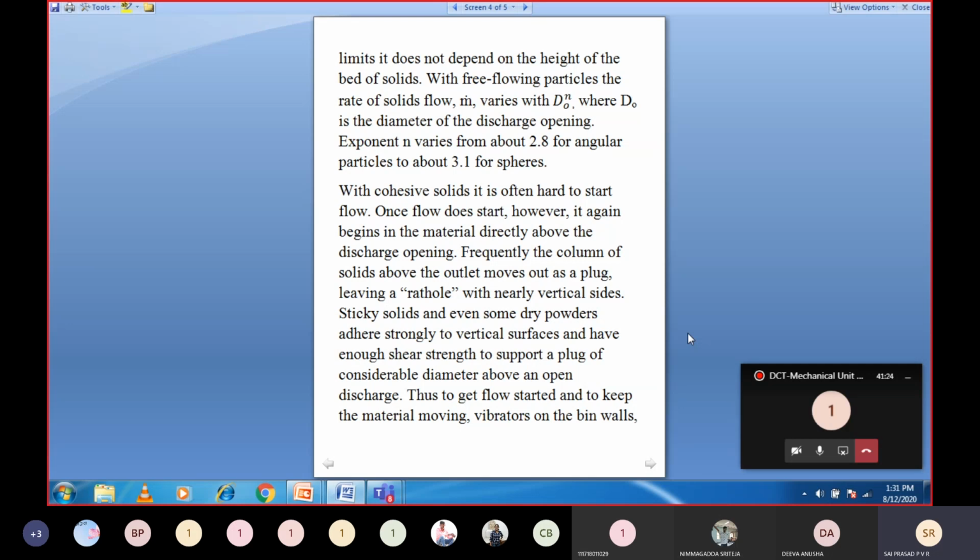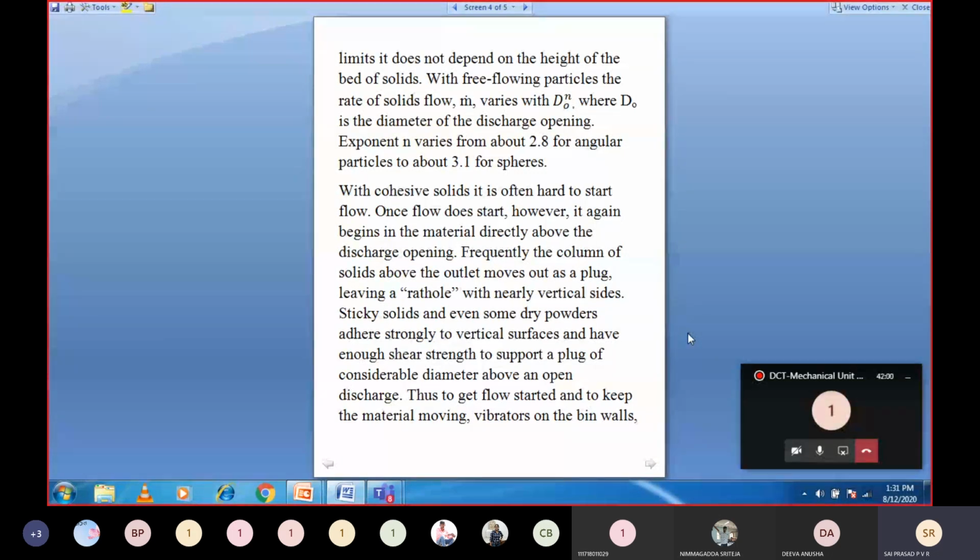So with cohesive solids, it is often hard to start the flow. As I said just now, with toothpaste, we open it, but no flow is generated. Once the flow starts, however, it begins in the material directly above the discharge opening. Even if you open the bottom wall of the bin or silo, if gravitational force is able to create some flow, then a mass will come out from the circular opening just above the wall. That is the first point: directly above the discharge opening.